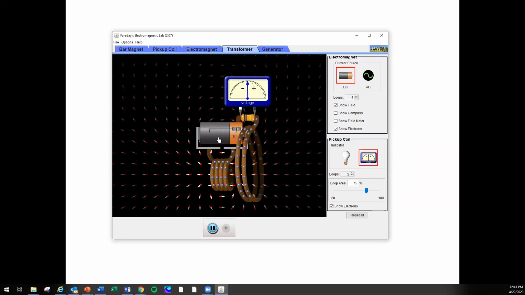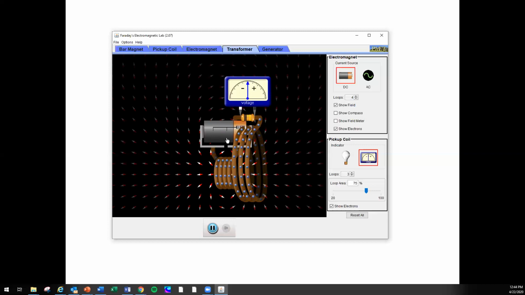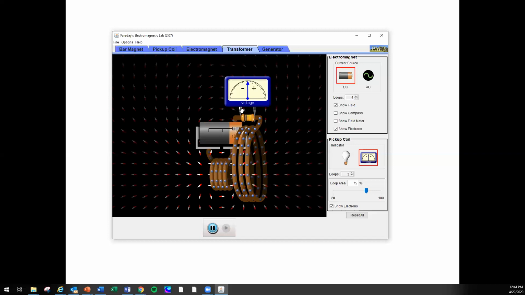Move it away, move it close. And what you're going to notice is that there is a deflection of the meter. I'm going to increase the number of loops so we can see it better. When I move it one direction, the needle moves one way. But when I move it the other direction, the needle moves the opposite direction. And so what that means is that the voltage produced is in an opposite direction, or opposite polarity.